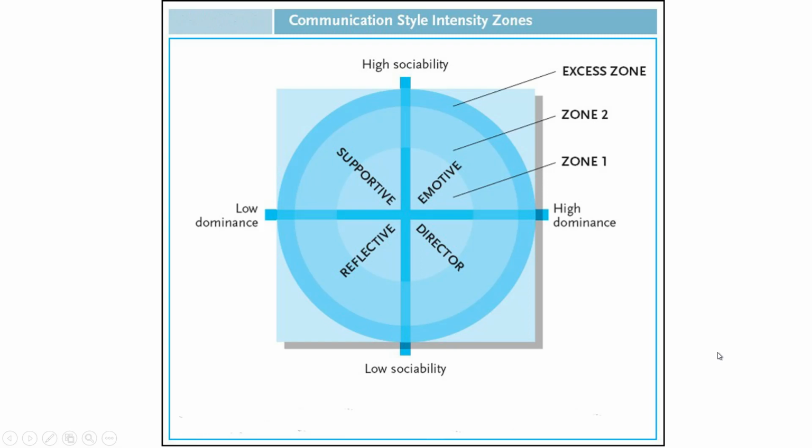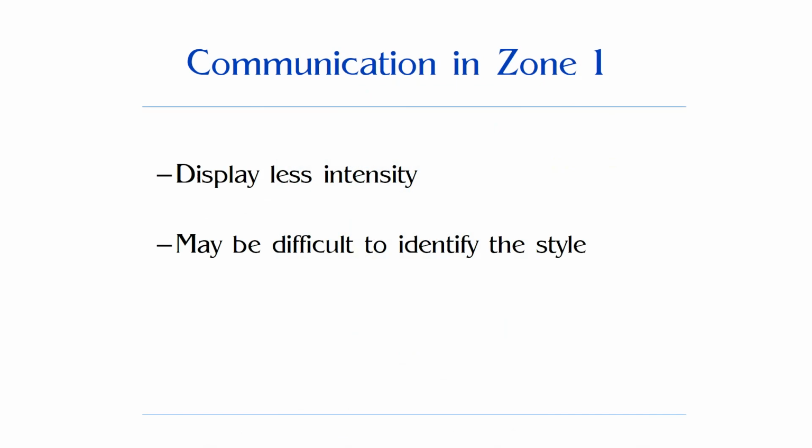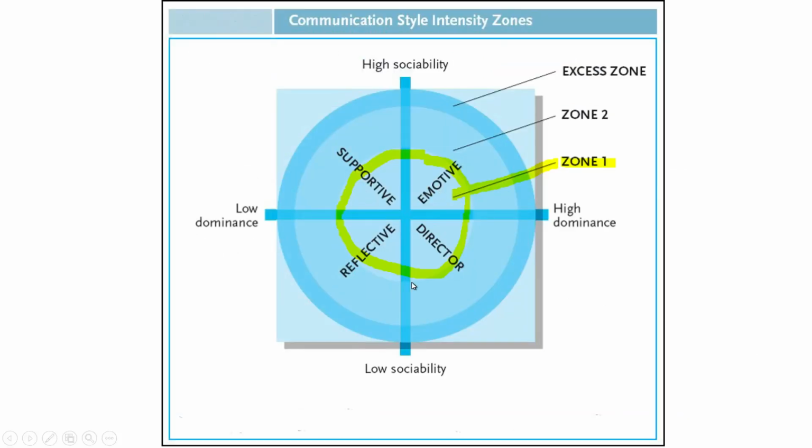You'll see something new on this diagram, which is that I've added zones. You've got zone 1, zone 2, and the excess zone, which you can also call zone 3. Let's take a look at each zone. If someone is communicating in zone 1, no matter whether they are supportive, emotive, director, or reflective, communication in zone 1 displays less intensity in all four styles and may be difficult to identify. When someone is inside here, it's a little more difficult to find out if they are emotive, supportive, director, or reflective.